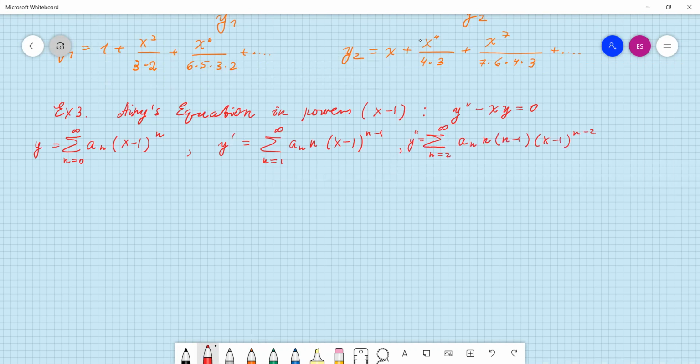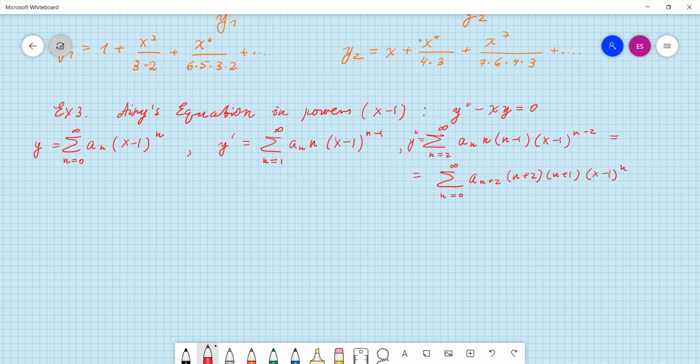I think everyone understands how to shift the index, right? I'm going to shift the index a little bit for the last one, just to have it starting with 0. So n equals 0 to infinity, a_(n+2) times (n+2)(n+1) times (x minus 1) to the power of n.